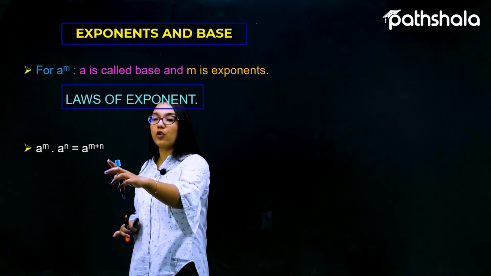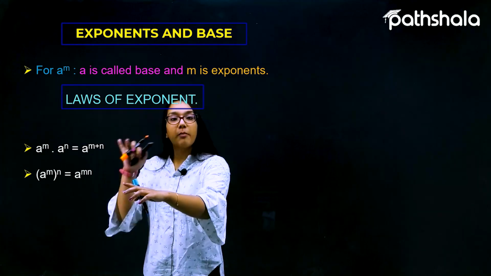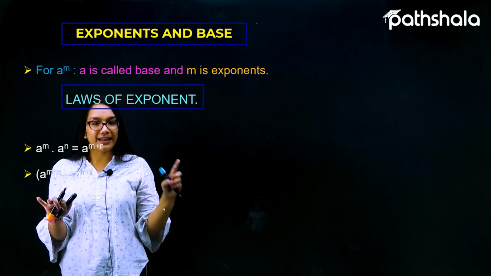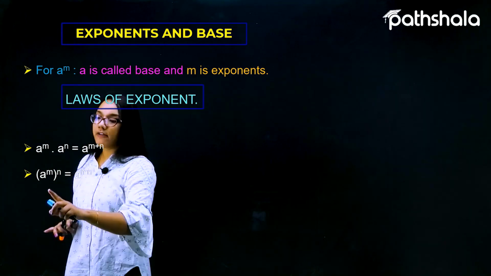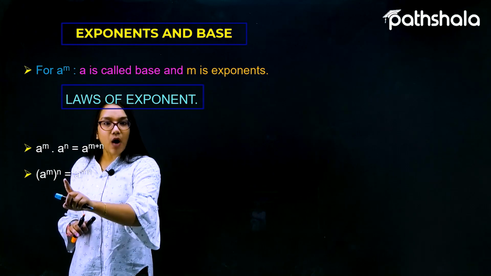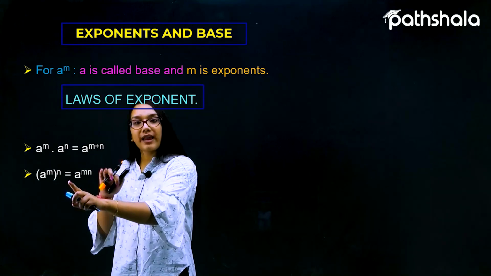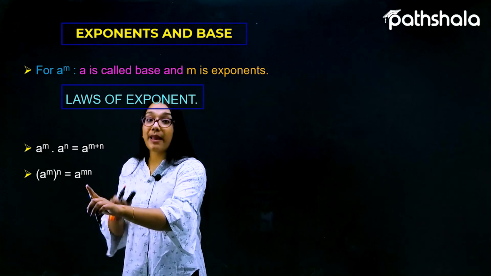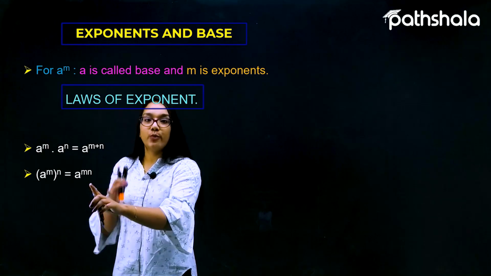Let us move on to the second law of the exponent, which says that a raised to the power m, whole raised to the power n. We have two powers, one is m and the other one is n. Whenever I say power, I mean the exponent. So here we have two exponents, m and n, where m is inside the bracket and n is outside the bracket. Whenever we have such a scenario where a raised to the power m is raised to the power n, this can be written as a raised to the power m into n. Powers or exponents always get multiplied with each other.